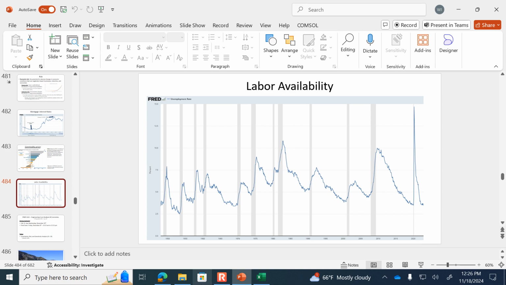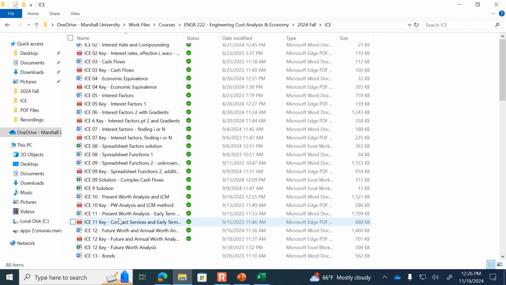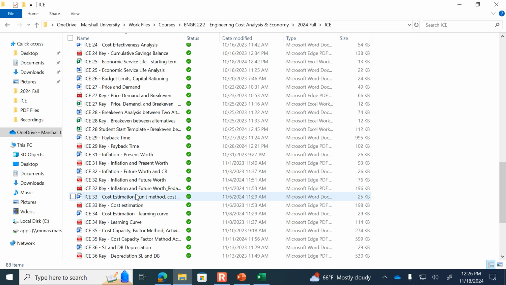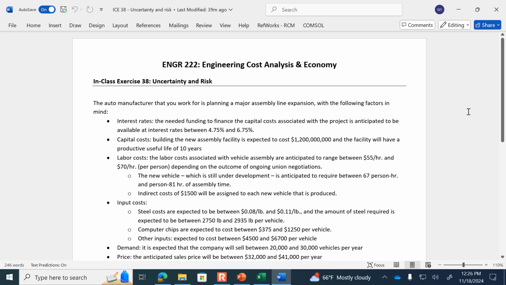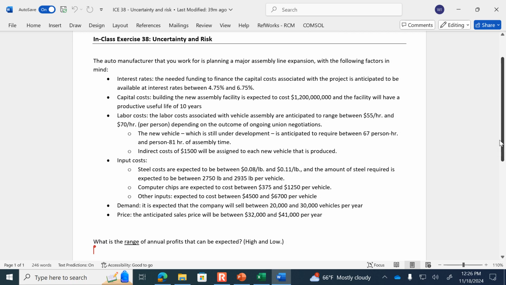Okay, so let me show you today's in-class exercise. What we're going to do is analyze a scenario with a lot of uncertainty and try to account for the effects of that uncertainty on how much profits we might be able to make. Let me bring it up on the screen and also hand it out to you. This is something I think we should try to set up on a spreadsheet. So read through this, set it up on a spreadsheet. We want to know for an auto manufacturer that is going to be doing an expansion of their production capability, what's the range in profits that they could expect?